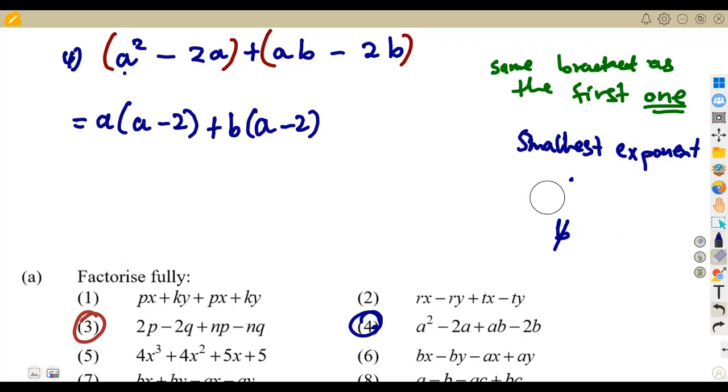So as we can see, we are having the same thing, or the same bracket, just like the previous part. We've got a minus 2, we've got a minus 2 in this case. So what are we going to do? We are going to factor out the common bracket, which is a minus 2.